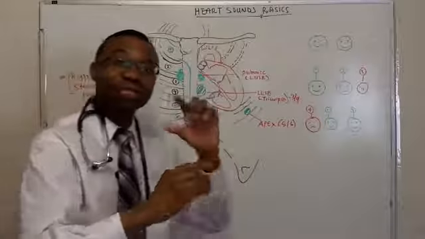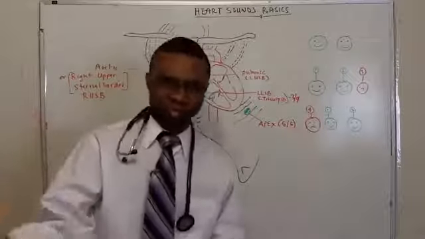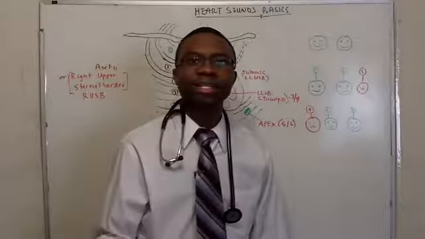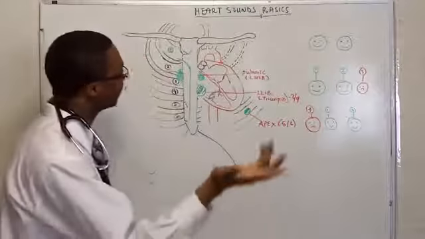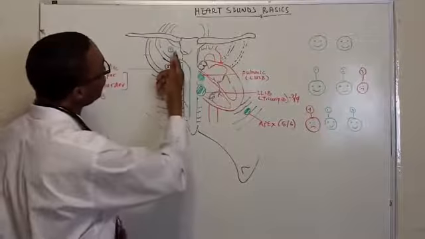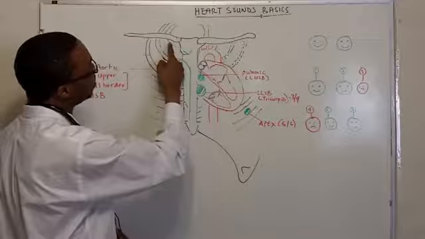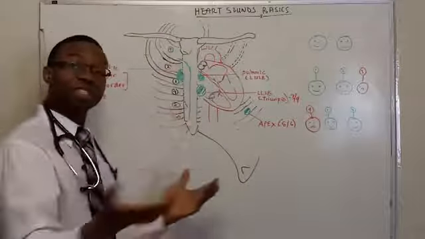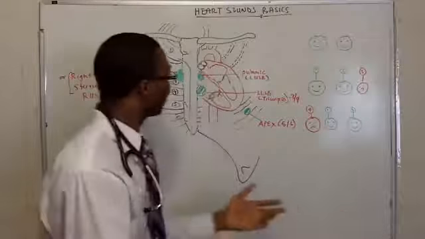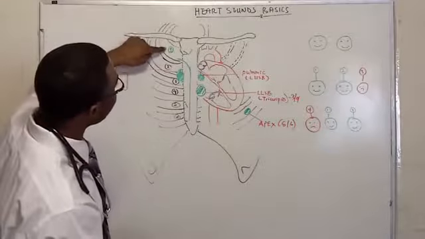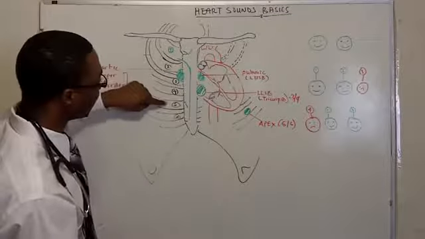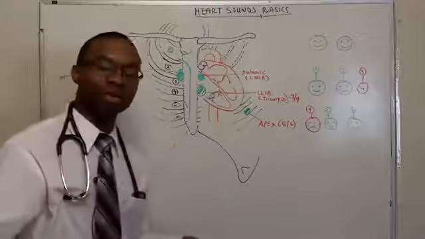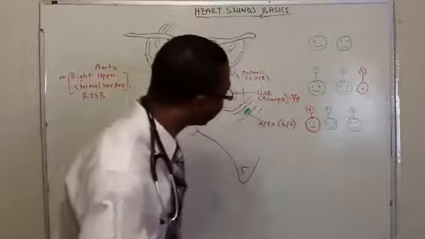Now, in between each rib there's space, and we have a fancy name for it. We call it the intercostal space. So the first space between the first rib and the second rib is the first intercostal space. Can you imagine that? Rocket science. So this is the first intercostal space, second, third, fourth, fifth, sixth, and the list goes on and on, which I'm not going to talk about.